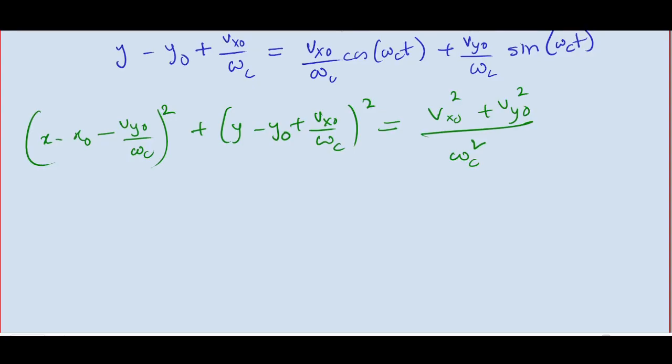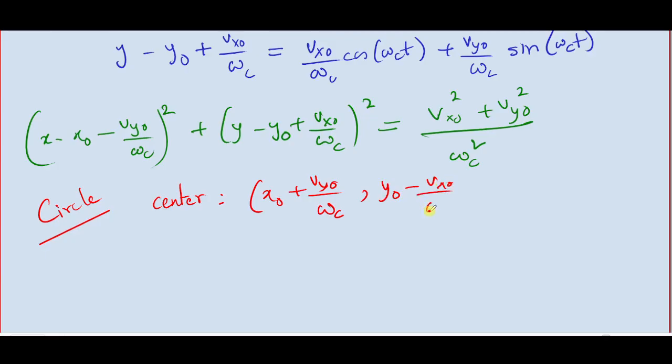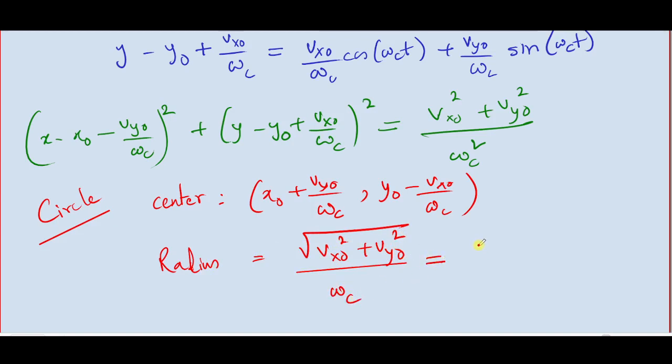So this, as you all would recognize, is the equation of a circle, as we already expect. The center of the circle will be at the coordinates x0 plus Vy0 by omega c and y0 minus Vx0 by omega c. And the radius will be the square root of Vx0 square plus Vy0 square by omega c, which is the same as V perpendicular by omega c, where V perpendicular is the magnitude of the component of the velocity perpendicular to the magnetic field.